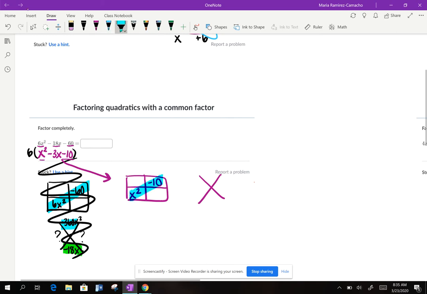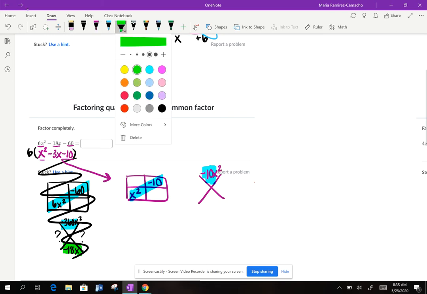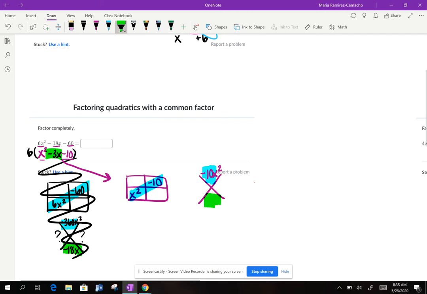Okay, we get negative 10x squared on the top, and we get negative 3x on the bottom. If you compare the diamond that we had at the beginning to this diamond, this is a lot easier to figure out, okay? Two terms that add to negative 3x and multiply to negative 10x squared are negative 5x and positive 2x.